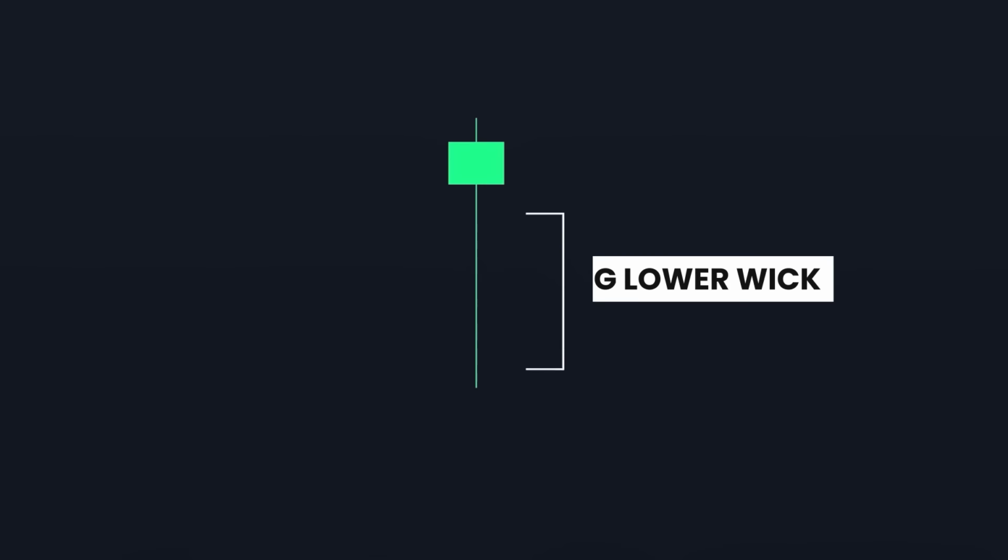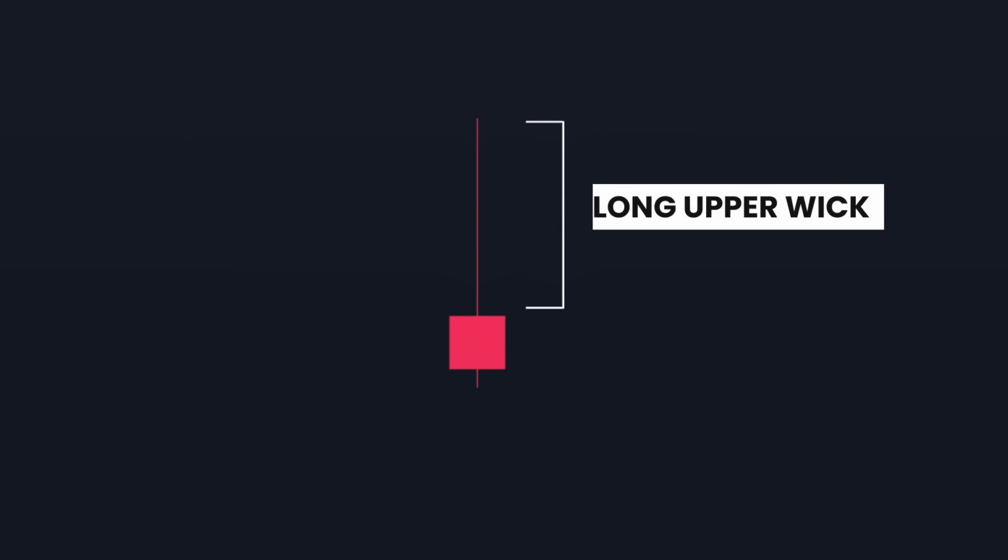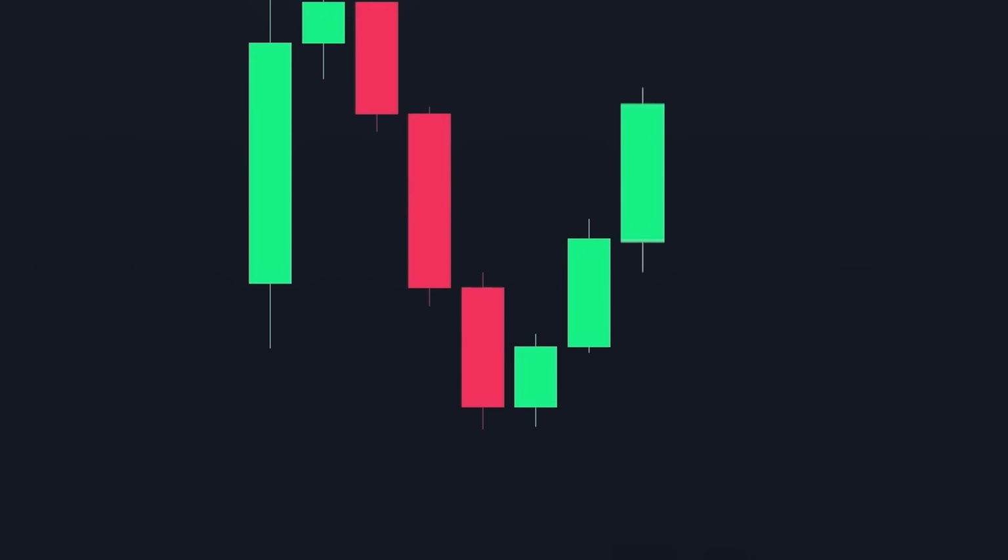The wicks are where things get really fascinating. A long lower wick shows that sellers initially pushed price down hard, but buyers fought back with such force that they drove price significantly higher before the candle closed. This indicates strong buying pressure at that level. A long upper wick tells the opposite story. Buyers tried to push price up, but sellers rejected that move with authority and drove price back down considerably. This shows powerful selling pressure.